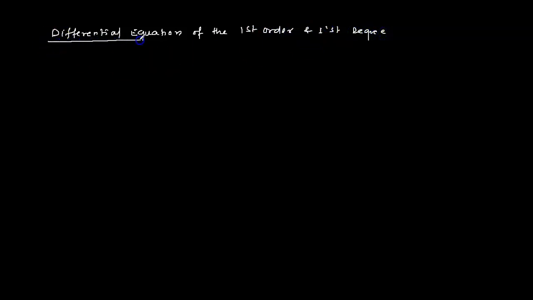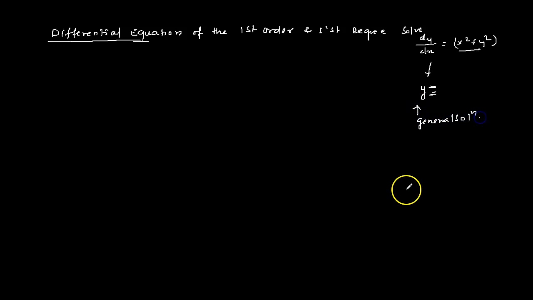So here, every differential equation that is given, dy by dx is equal to something, x square plus y square, something is given. The question will say solve. Solve means we have to find the main function, that is y is equal to something. If you differentiate this function, we will get the given one. So y is the main function we need to find, and that is called the general solution. Getting it here? This is called the general solution.